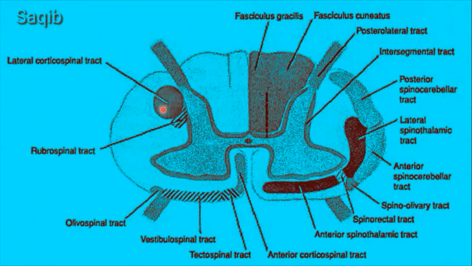descending tracts. Here you can see the lateral corticospinal tract and the rubrospinal tract in the lateral funiculus. These are the descending ones. And also here is the olivospinal tract. As we move on to the anterior funiculus, here we have the anterior corticospinal tract, then the tectospinal tract, and here the vestibulospinal tracts, the lateral one and the medial one.